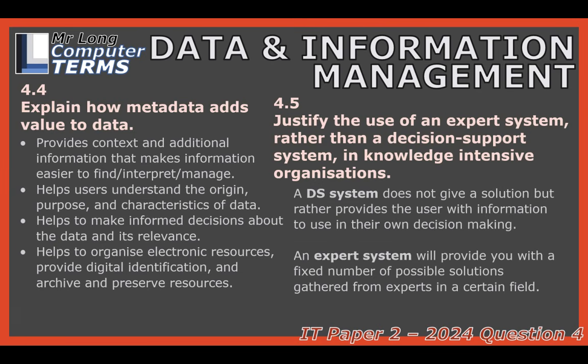Now, with a decision support system, that normally just gives us information that can help us to make a decision. It does not actually give us the solution, but just gives us information to make better decisions. But when it comes to knowledge, we want the best knowledge of the people involved or based on the experts. And so that's where an expert system will be far more beneficial because it provides a fixed number of possible solutions gathered from experts in that field. If you are referring to a particular knowledge-intensive field, you want the experts of that knowledge.